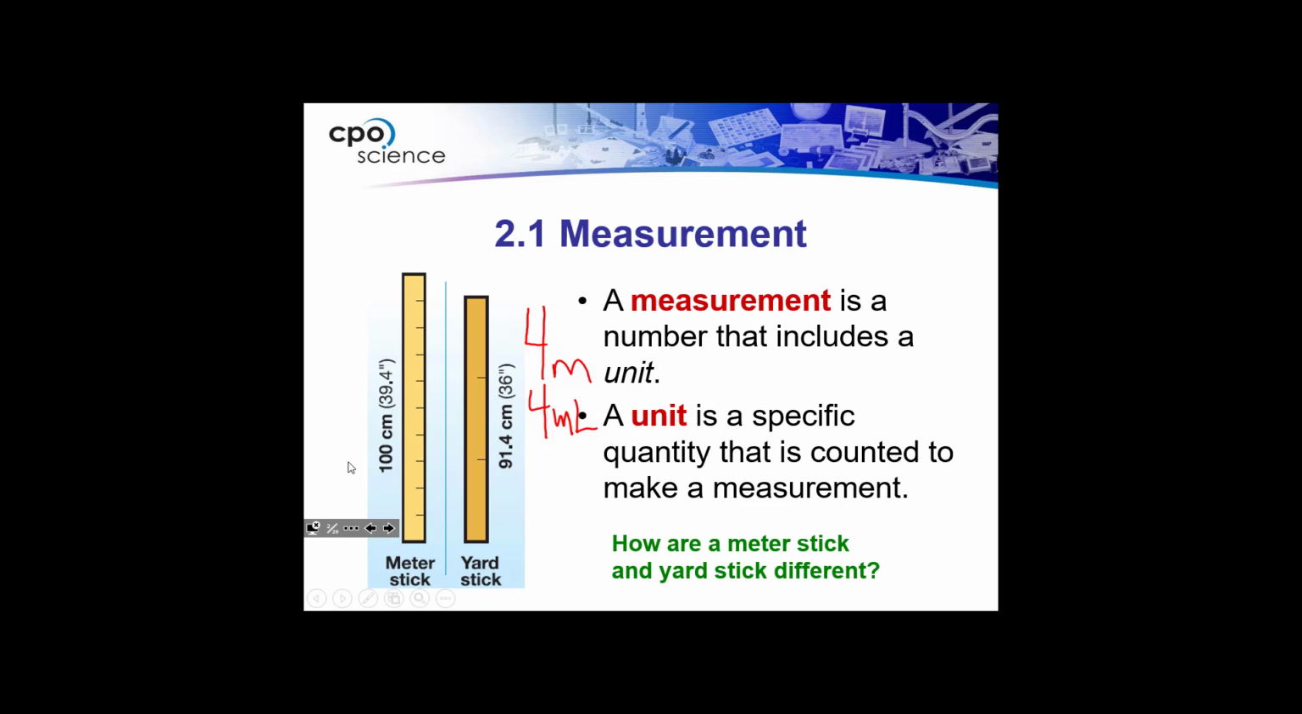How are meter sticks and yardsticks different? Well, a meter stick measures a meter, yardsticks measure a yard. So they are different in the units that they measure. This is a yardstick, which is almost a meter. This is the American one and goes in inches. And here for our meter stick, we have centimeters, millimeters, and meters on there.